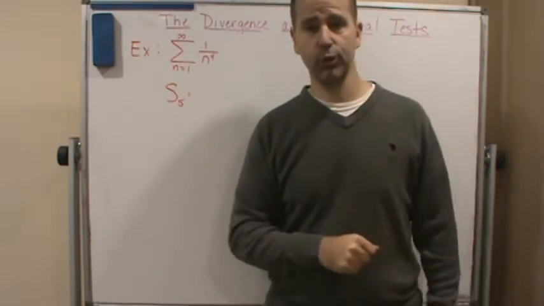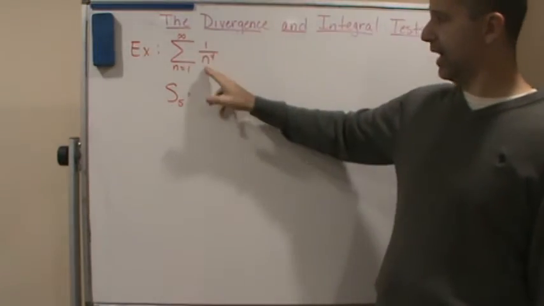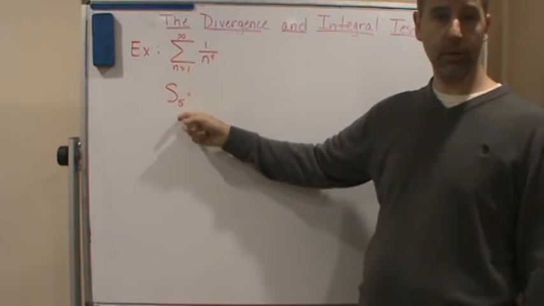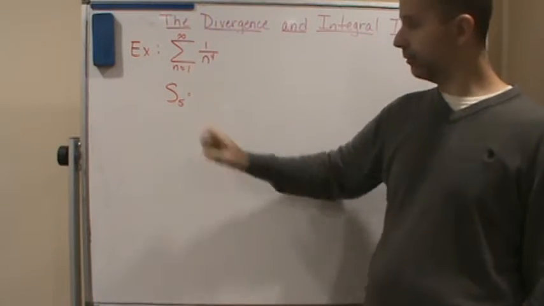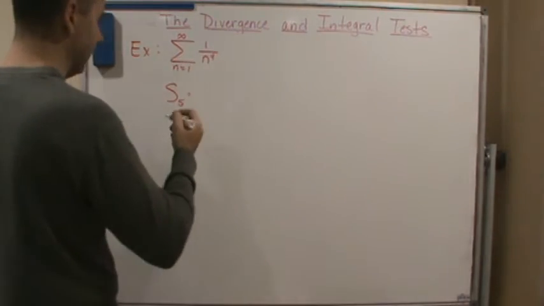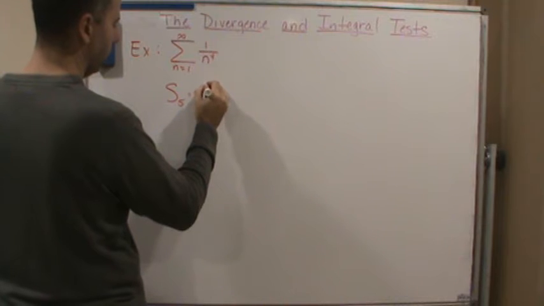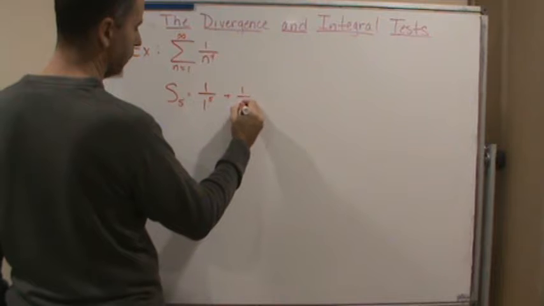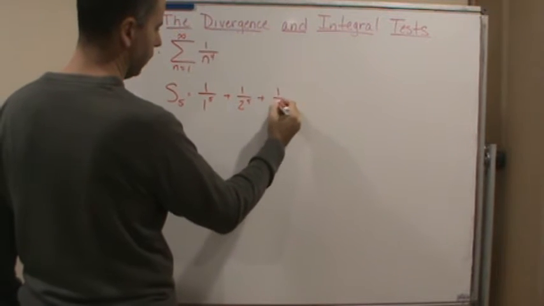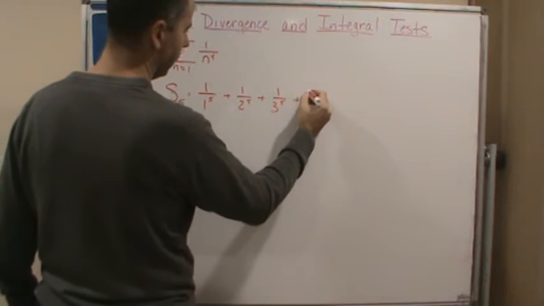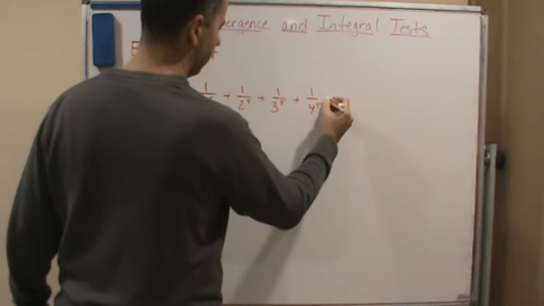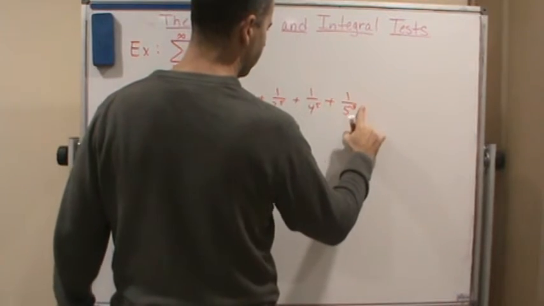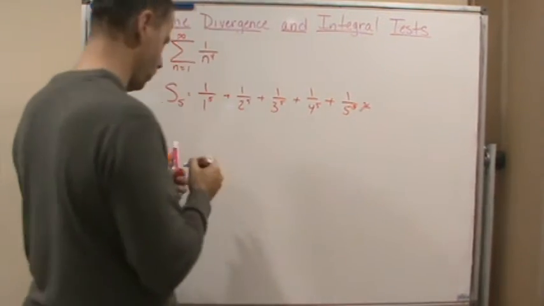Okay, welcome back. Let's do another example here. In this case, now we've got this one, and we want to calculate the partial sum S5, right? So that's going to be equal to 1 over 1 to the 5th plus 1 over 2 to the 5th plus 1 over 3 to the 5th plus 1 over 4 to the 5th plus 1 over 5 to the 5th. And again, you can use your calculator and approximate this, right?